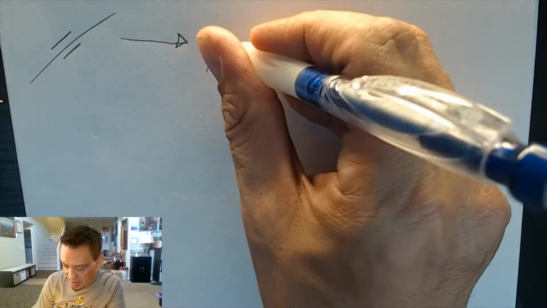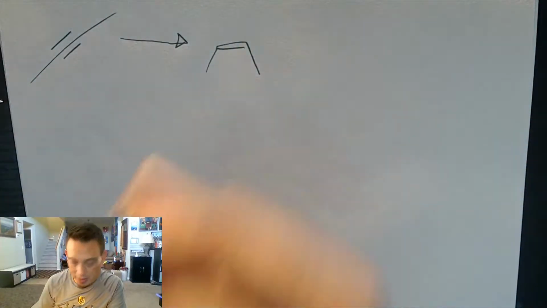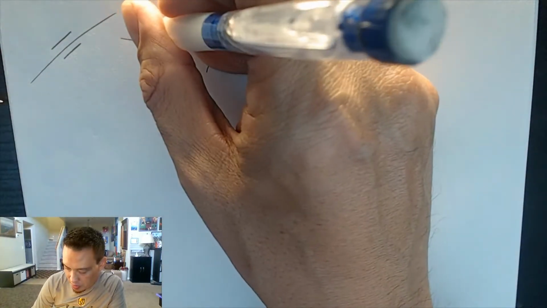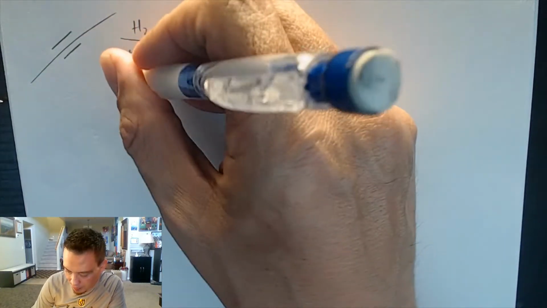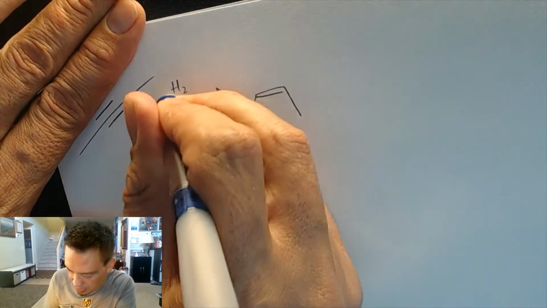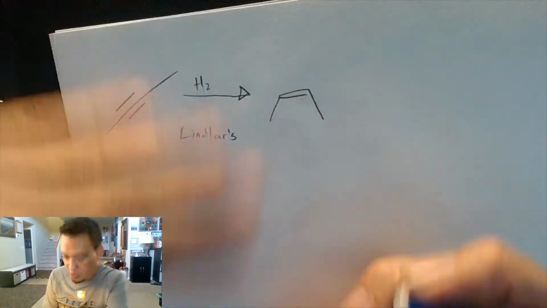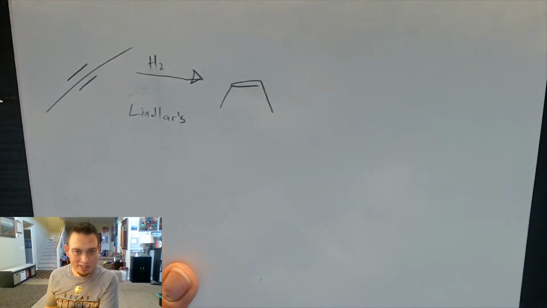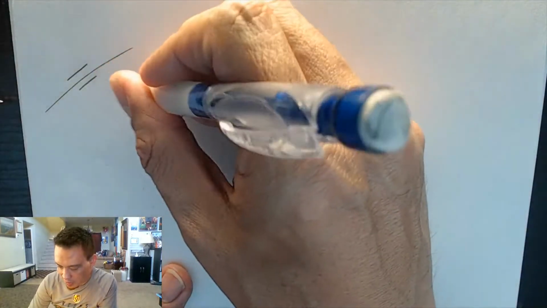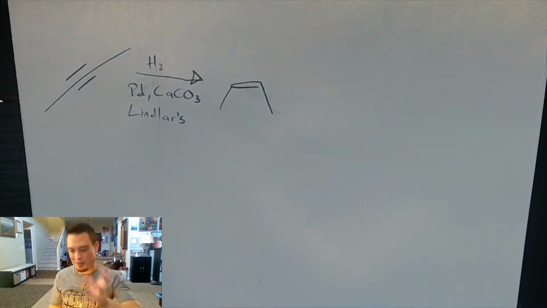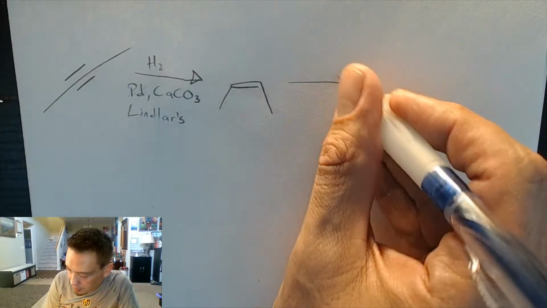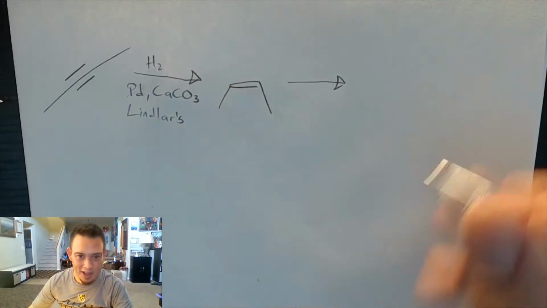The conditions to get to the cis double bond were H2 with palladium on Lindlar's catalyst, or H2 Lindlar's is fine. Let me fill that in. A few of you did this, but I specifically mentioned what Lindlar's was. It's palladium with calcium carbonate. Remember, that makes it a less strong catalyst, so you get less hydrogenation.